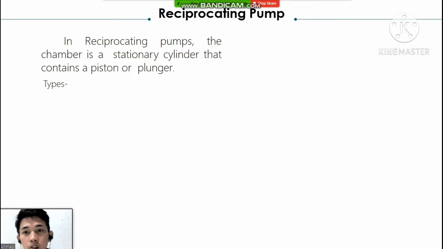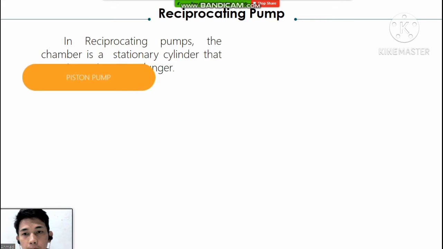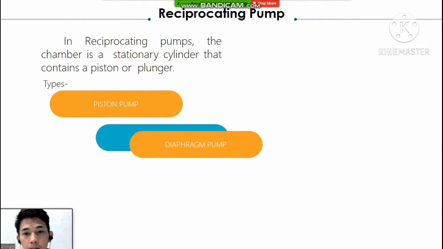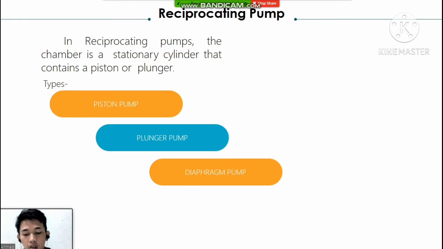Reciprocating pump. In a reciprocating pump, the chamber is a stationary cylinder that contains a piston or plunger. There are three types of reciprocating pumps. First, piston pump. Second, plunger pump. Third, diaphragm pump.